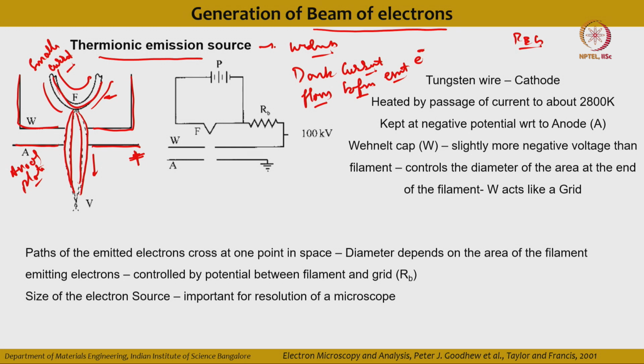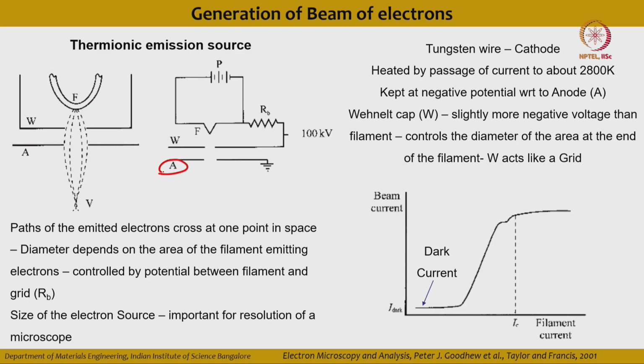Correct. So, if you see the electronic circuit design, this is your filament, which is applied with a Wehnelt bias voltage, okay, and this is your anode plate where you apply a positive potential, okay, and due to the application of this field you generate acceleration of these electrons. Here you can see that the tungsten wire is a cathode, which is a filament, and it is heated by passage of current to about 2800 Kelvin, okay. So, you are not applying a voltage, you are just heating this filament by passing current across it.